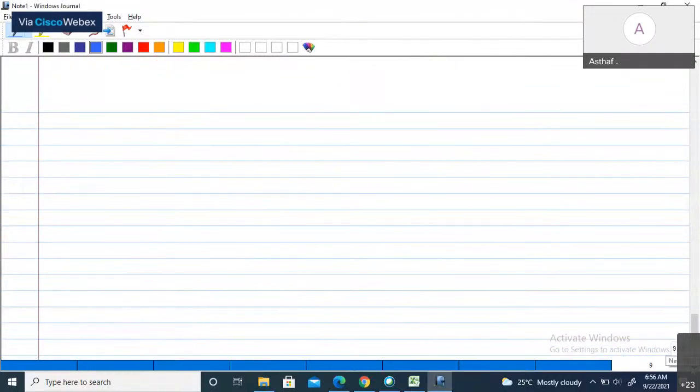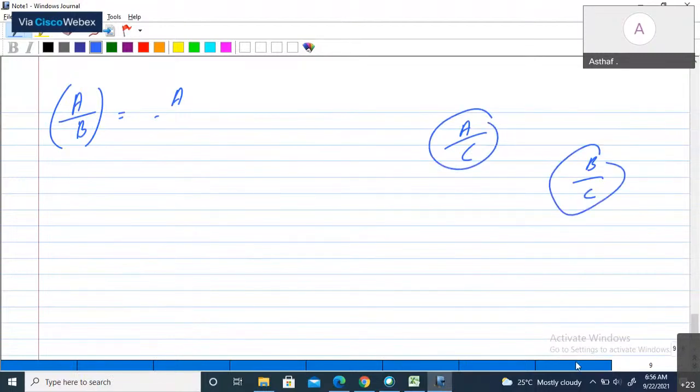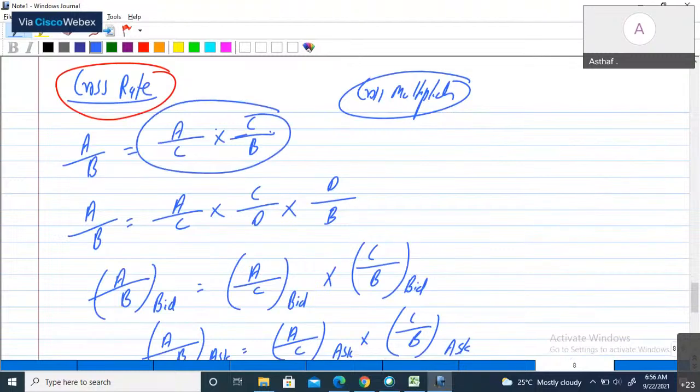Yes. Now we are going to discuss a different approach. You want A by B. In the question, they have given A by C and B by C. What is our normal formula we have learned here?